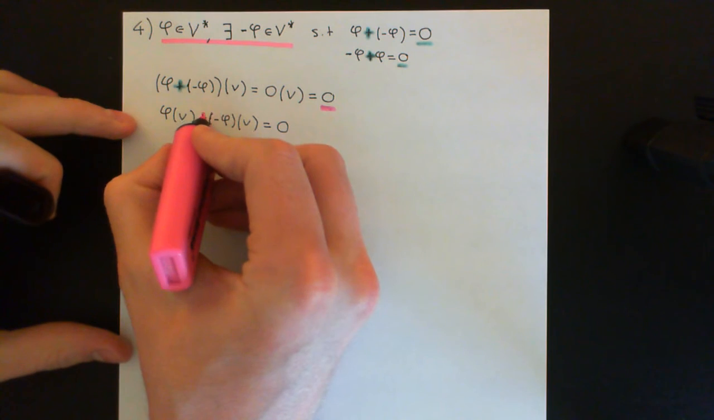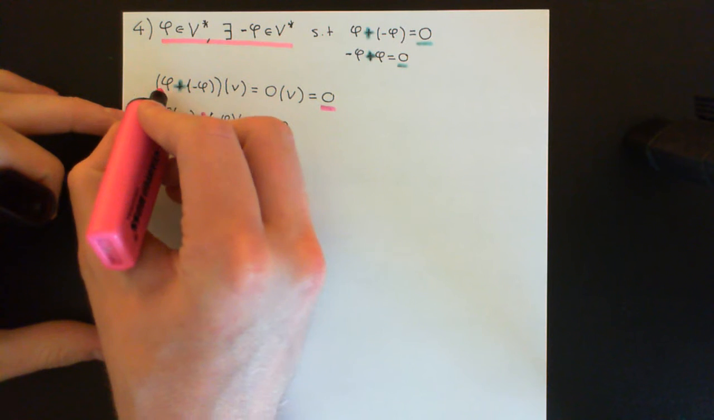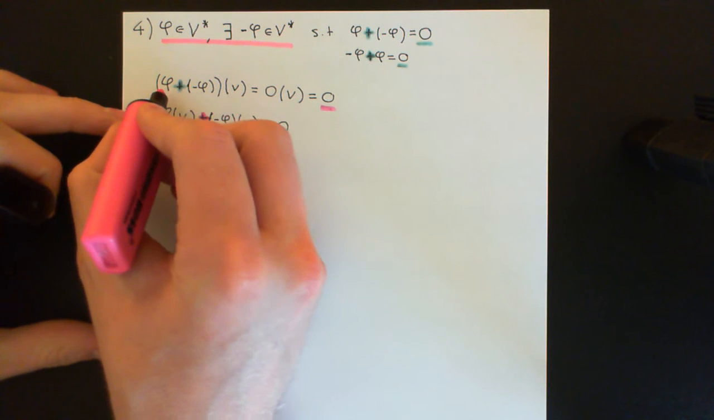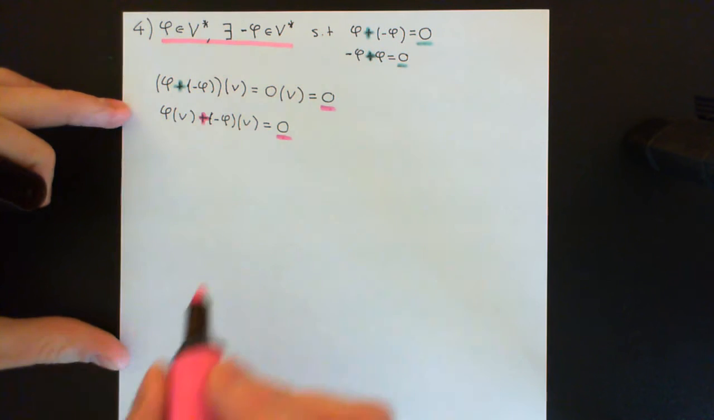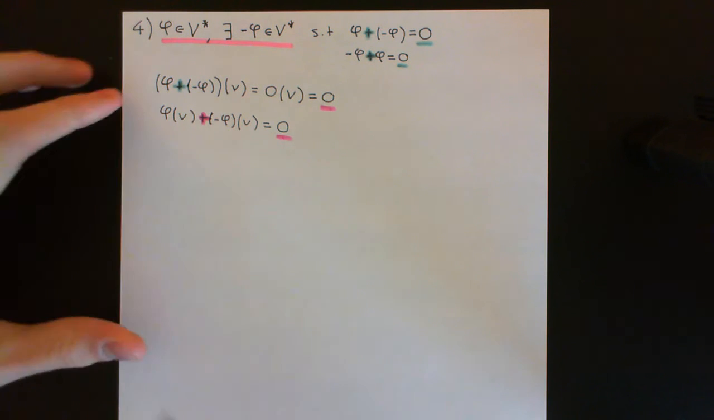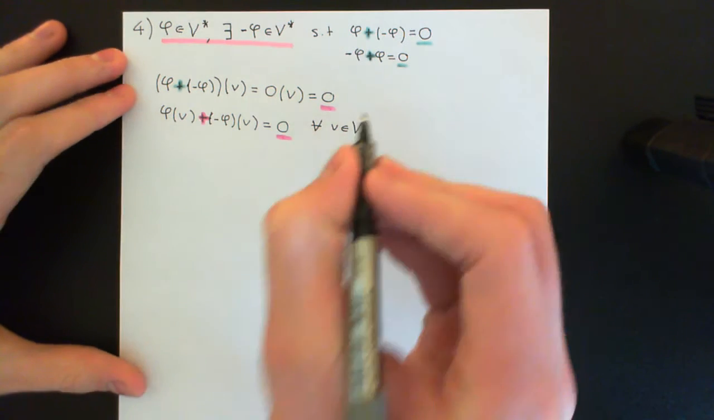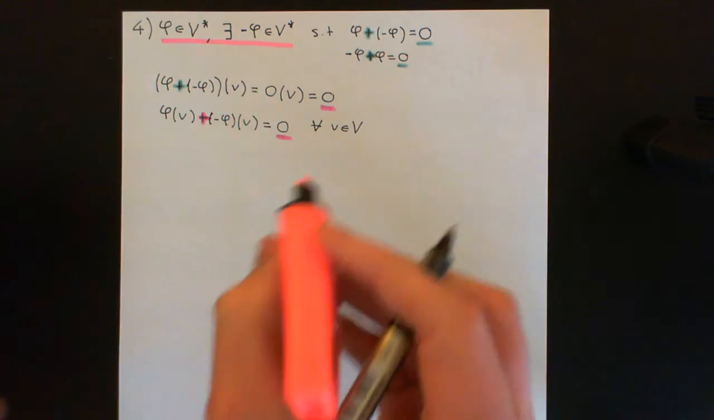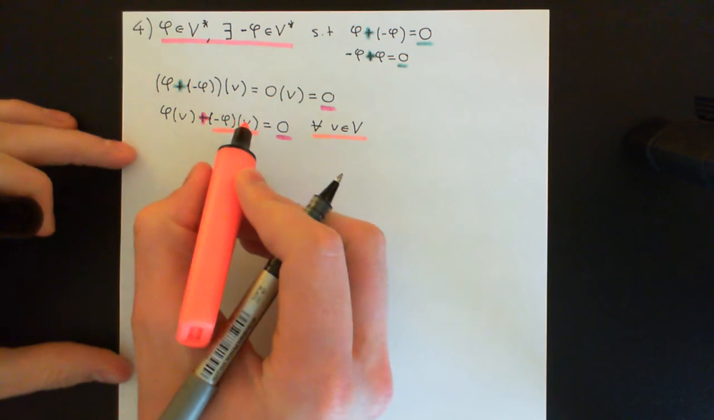Okay, so I'll remind you that this addition here is going to be addition in the field by definition of how we've defined the addition of the covectors in the dual vector space, and this is going to be 0 in the field. So that needs to be true no matter what V is equal to. So this needs to be true for all V an element of our vector space capital V. Okay, now what does that mean about this thing here, negative phi of V?